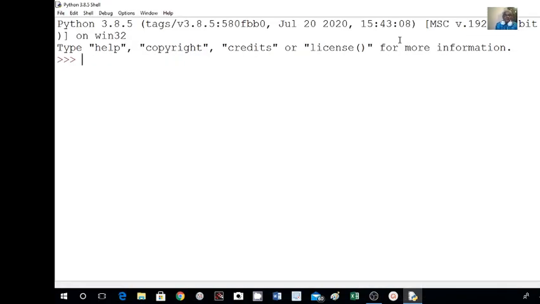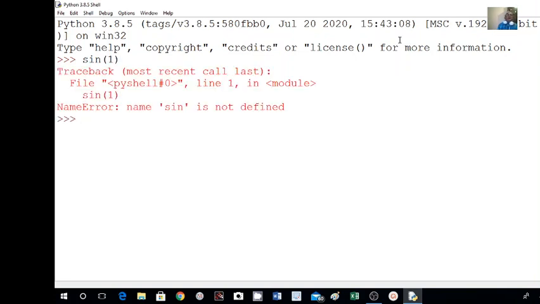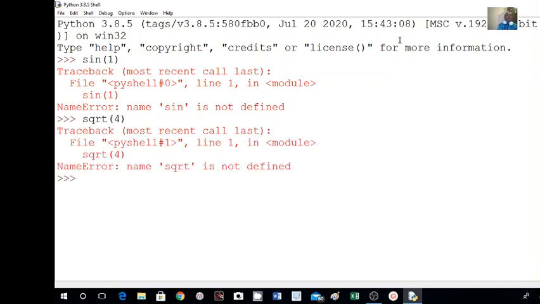Just type a trigonometry function, say sine of 1. If I enter, then I am getting an error, that is, name sine is not defined. Similarly, SQRT of say 4. Then if I enter, again I am getting an error. These are all mathematical functions. We have to import mathematics.